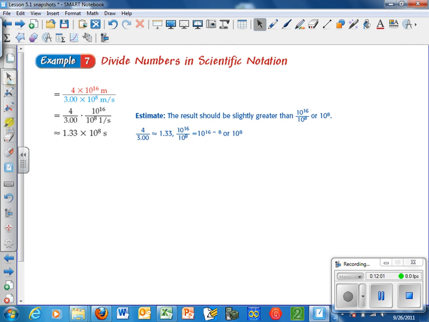Okay, and then we end with a division problem here, dividing numbers in scientific notation, which is kind of just the opposite of multiplying them. You're going to take and divide 4 by 3, which is what they're doing right here. Now they did round this off, but they got 1.33. Rounded it off to 2 decimal places, and then right here, they subtract exponents, top to bottom, because we're dividing now, so 16 minus 8 is 10 to the 8th, so it's approximately 1.33 times 10 to the 8th power.